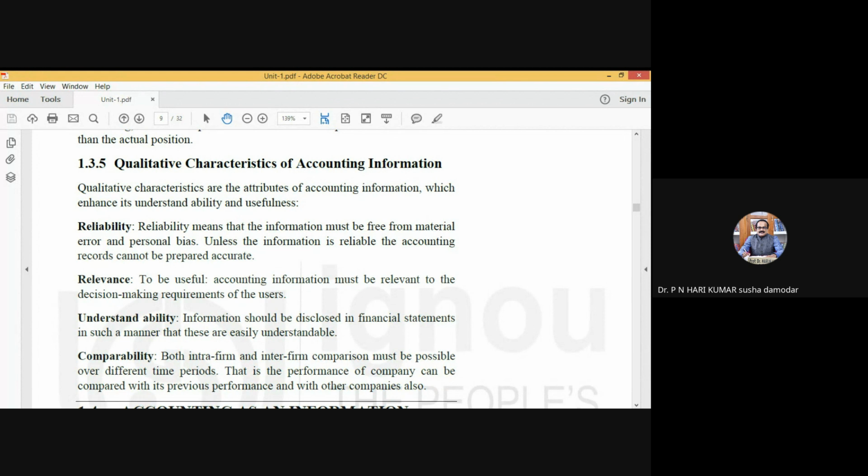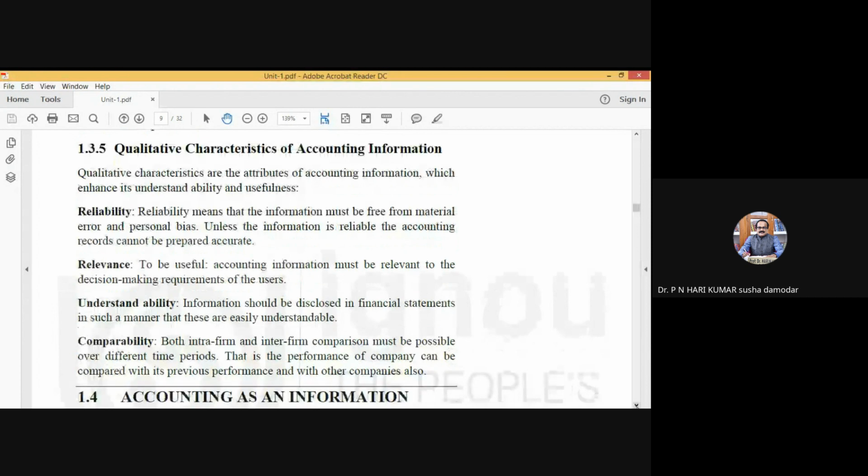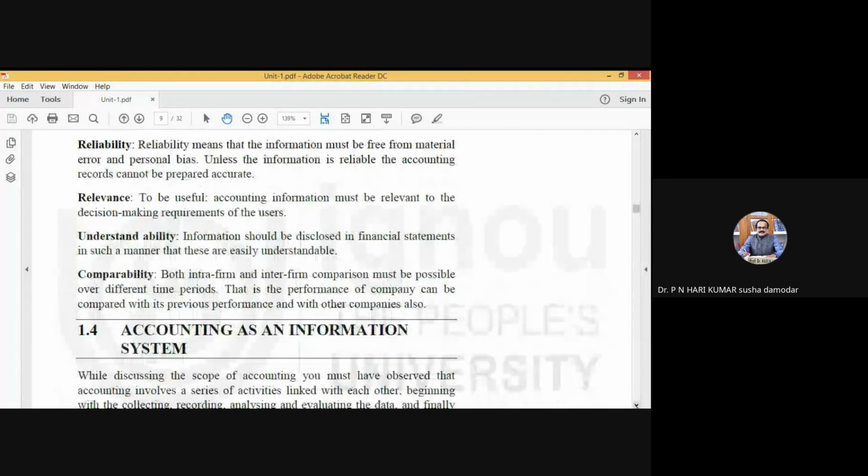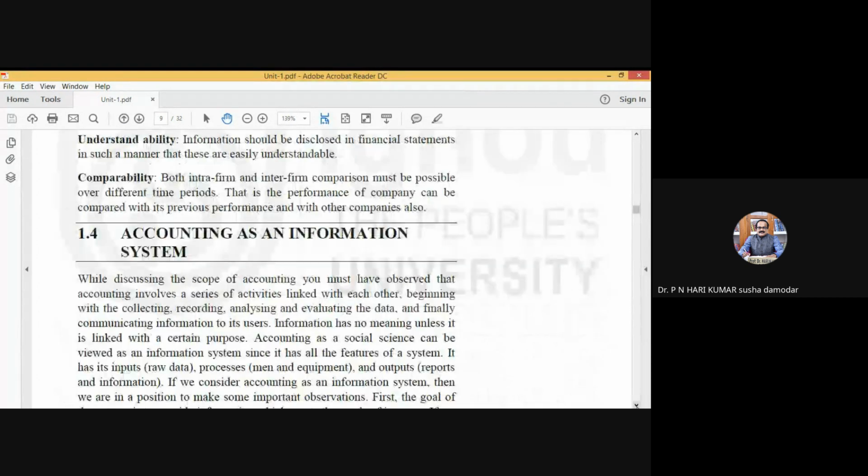Relevance. Relevant information shall be given by the accounting in a quantified form. Understandability. When we read a particular book of account, we must understand everything. I have already mentioned comparability. Compare the result of one organization with another organization. Compare the result of one period with another period of the same organization.